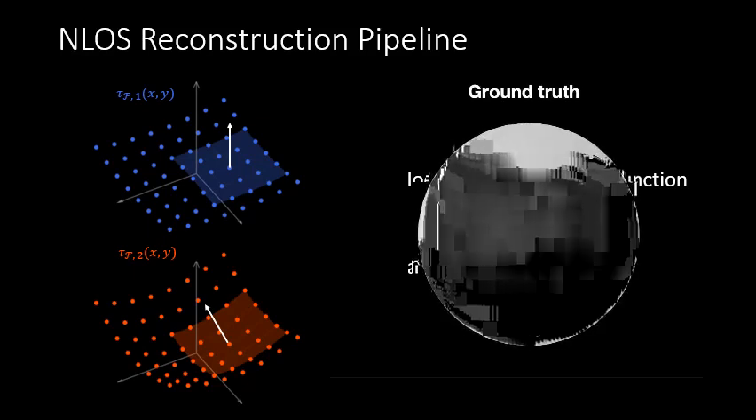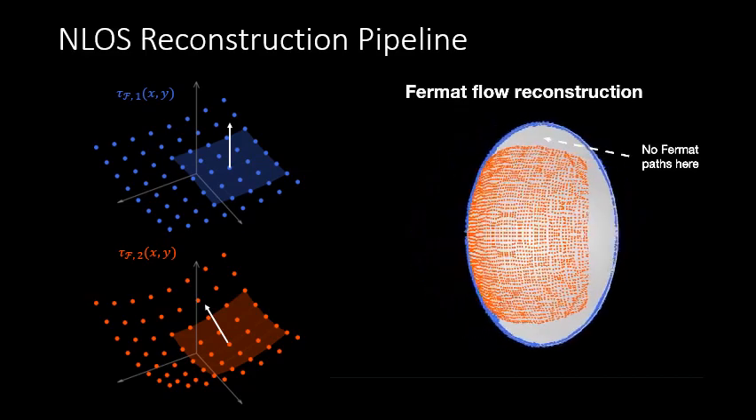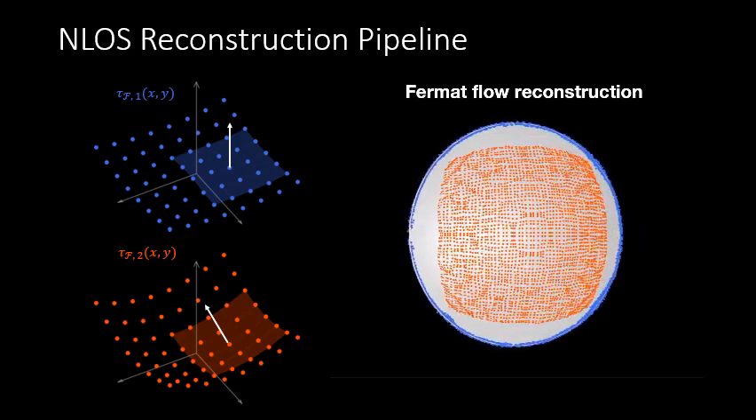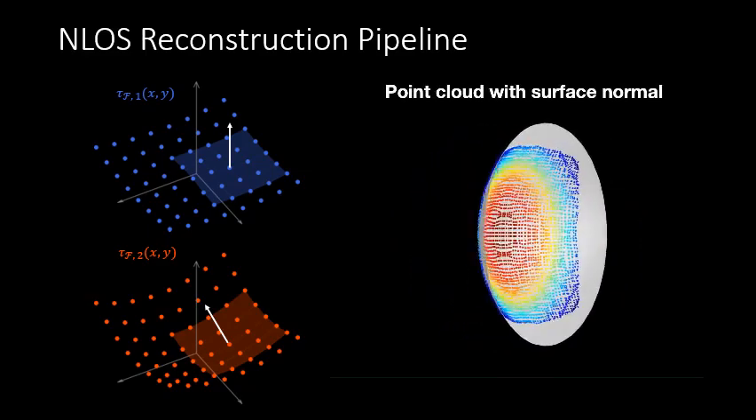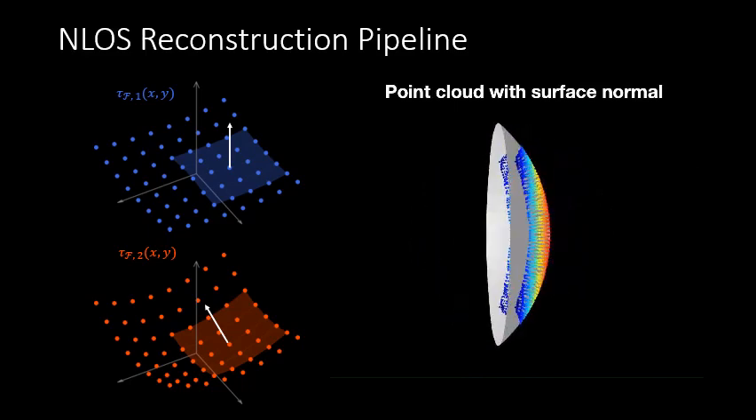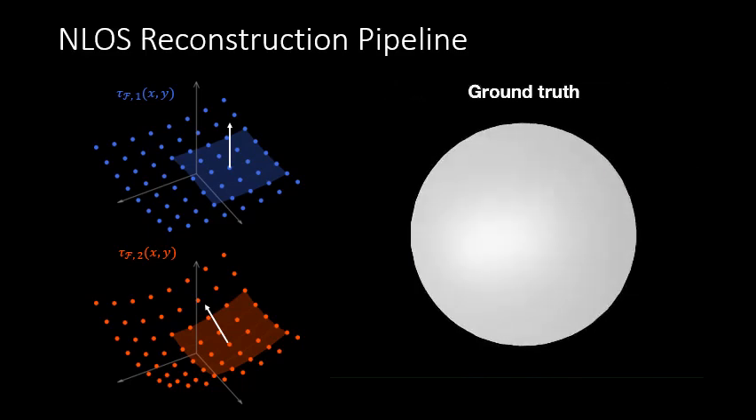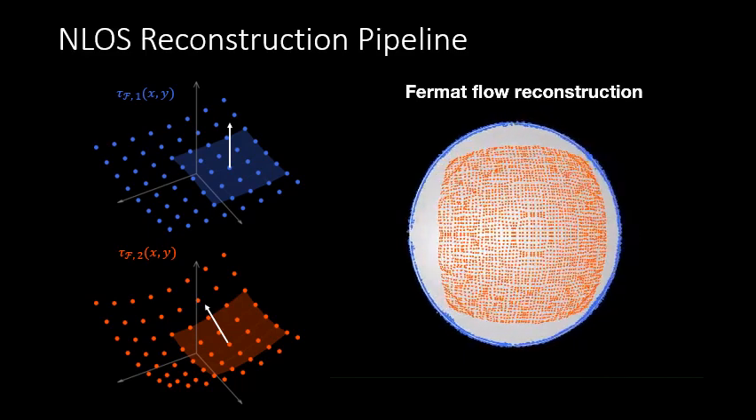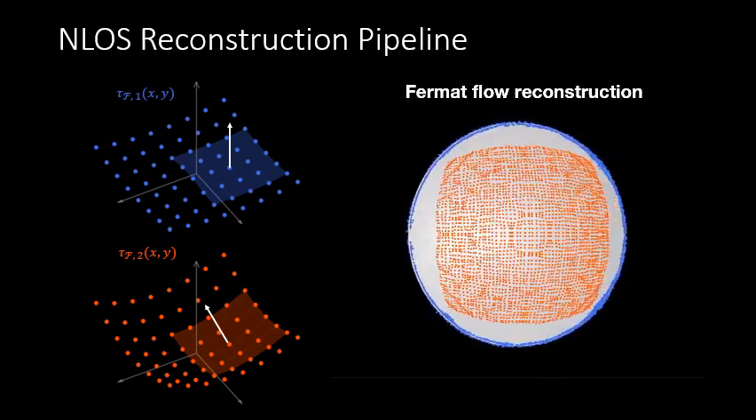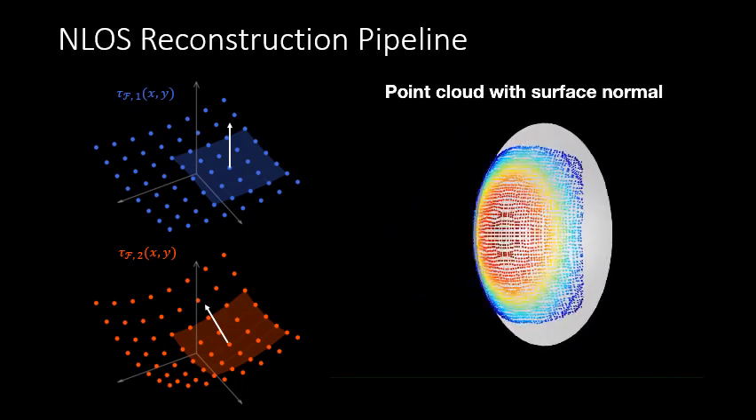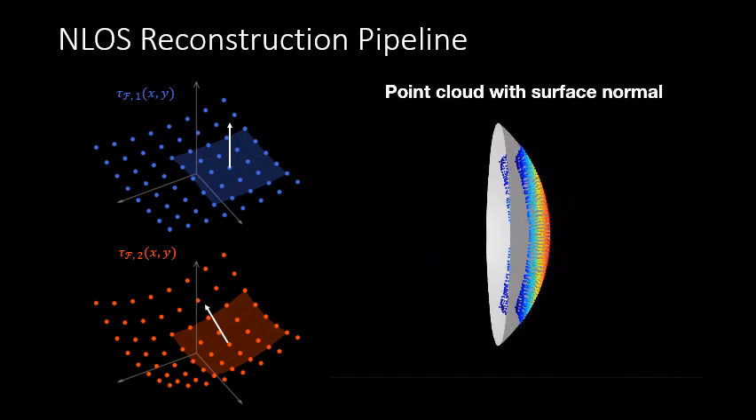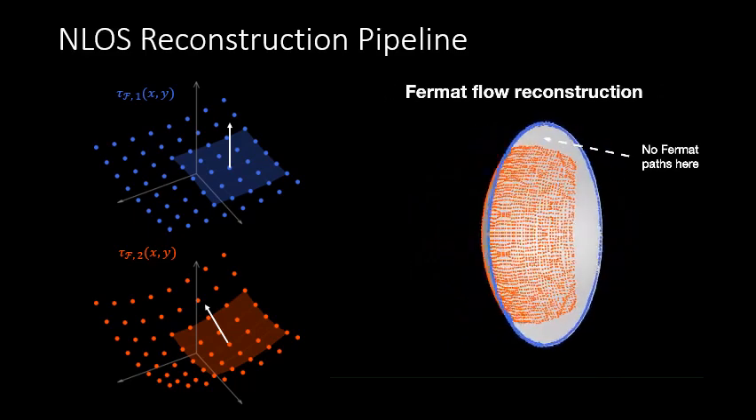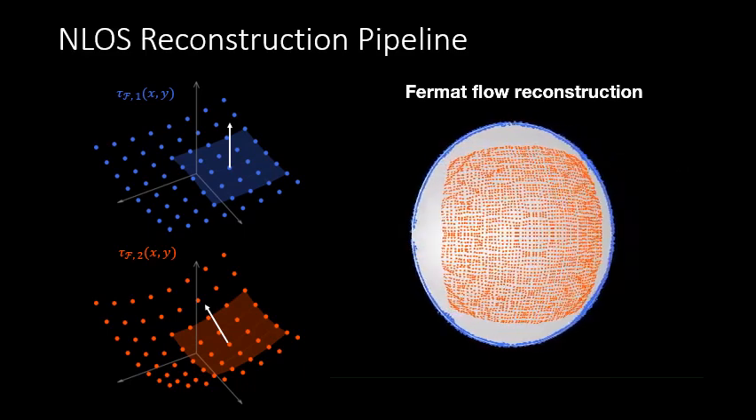Finally, given these pairs of Fermat path lengths and their gradients, we can reconstruct the point cloud and surface normals corresponding to the non-line-of-sight object. This oriented point cloud can be used as input to an algorithm such as Poisson surface reconstruction to finally produce a continuous surface corresponding to the non-line-of-sight object. This reconstruction pipeline can be used anytime we have transient measurements, regardless of the kind of transient imaging technology. To demonstrate this, we show non-line-of-sight reconstructions we obtained using measurements from two very different transient imaging systems.